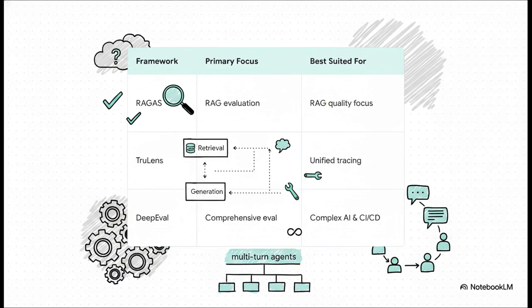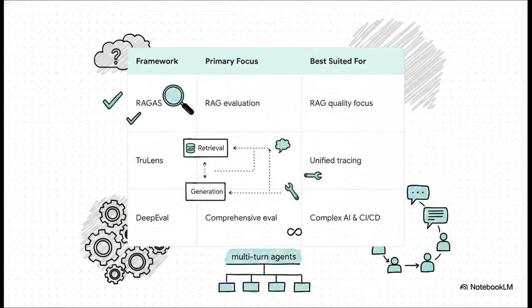If your team is purely focused on analyzing RAG quality, RAGAs is your lightweight go-to standard. If you need to trace exactly where a pipeline failed, like did the retrieval phase fail to find the document or did the generation phase just fail to read it properly? Well, TruLens is fantastic for unified tracing. And if your organization has a highly mature, complex AI stack running multi-turn agents, DeepEval provides incredibly comprehensive evaluation across the entire lifecycle.